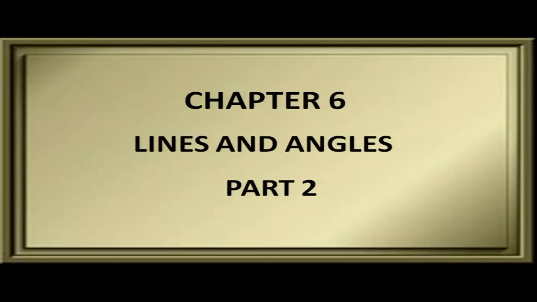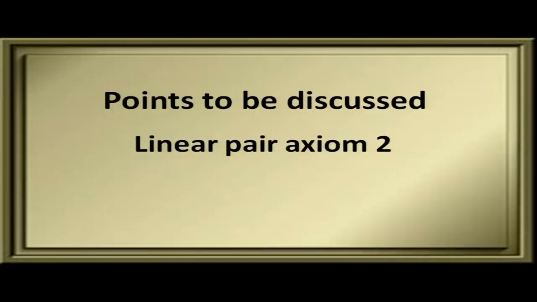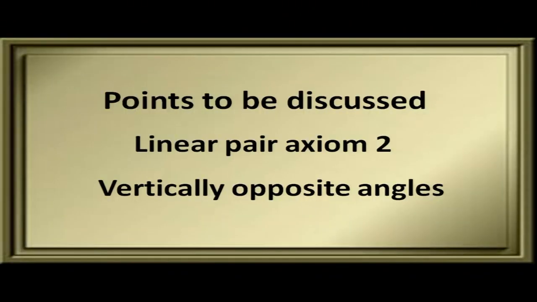Welcome, dear students. We are going to learn from class 9 mathematics, chapter 6, lines and angles, part 2. Dear students, today we are going to discuss linear pair axiom 2. In earlier classes, we have discussed axiom 1 and vertically opposite angles. Before going to discuss this, let's recapitulate what we have studied earlier.